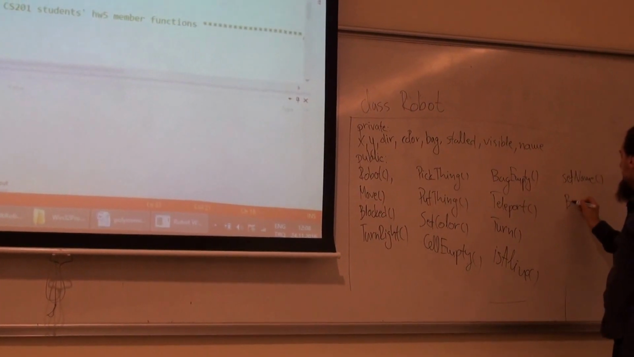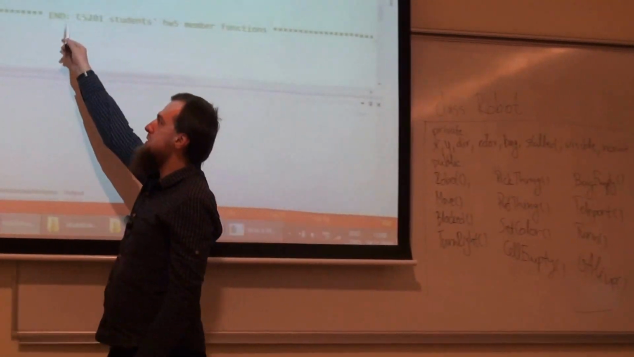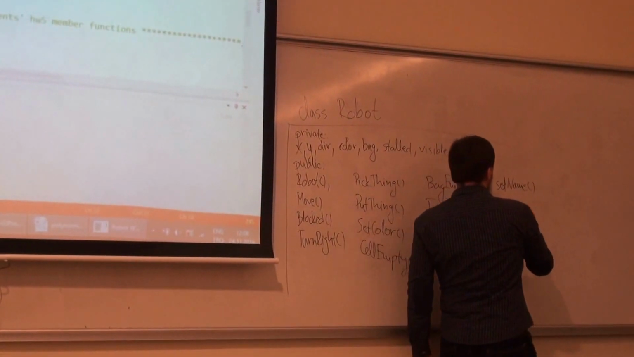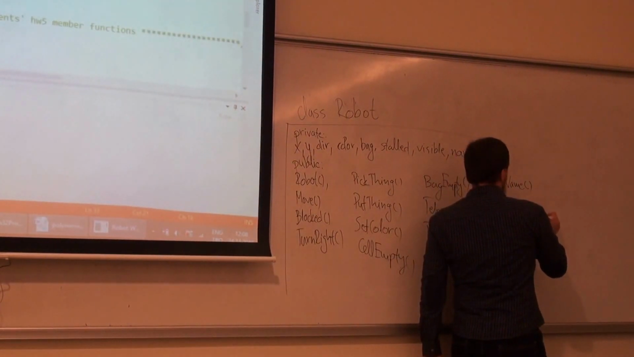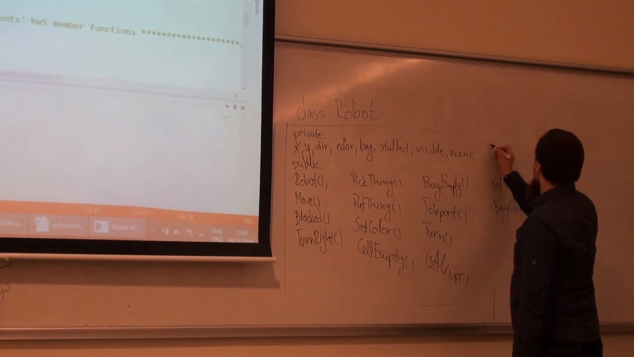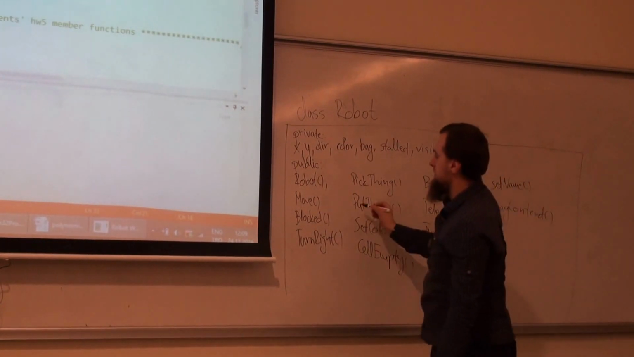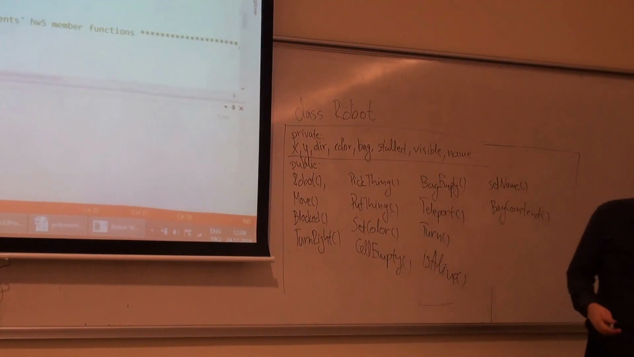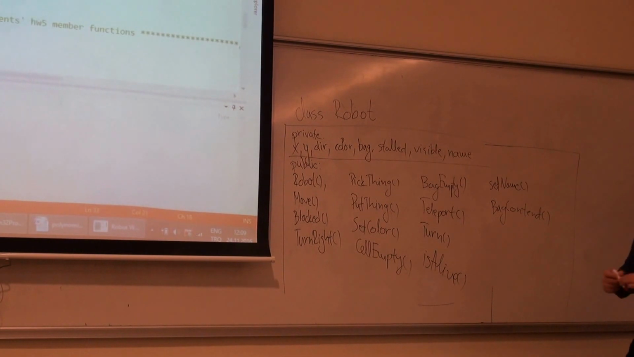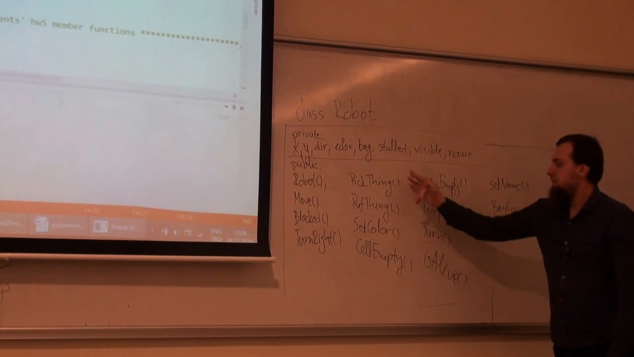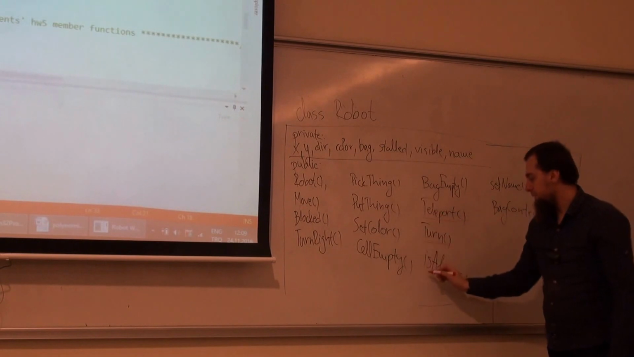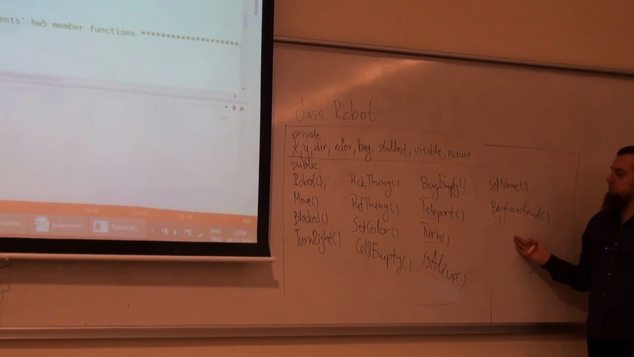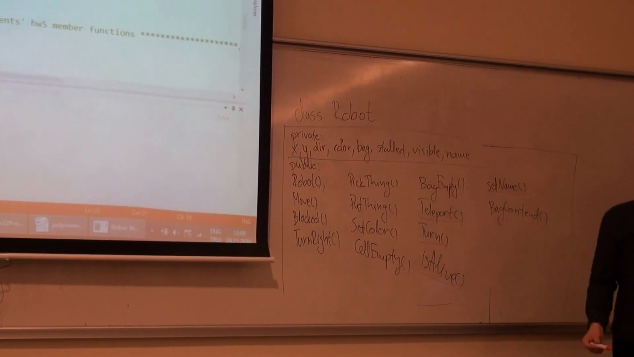BagContent, as you can see, returns an integer. Basically, it returns how many things we have in the bag. So this is our extended class. The new data that we included, we had those previously. I didn't tell you about the BagEmpty, CellEmpty, and so on. We didn't need them, but we need them now. And we added 5 new features, 5 new member functions to the class robot.